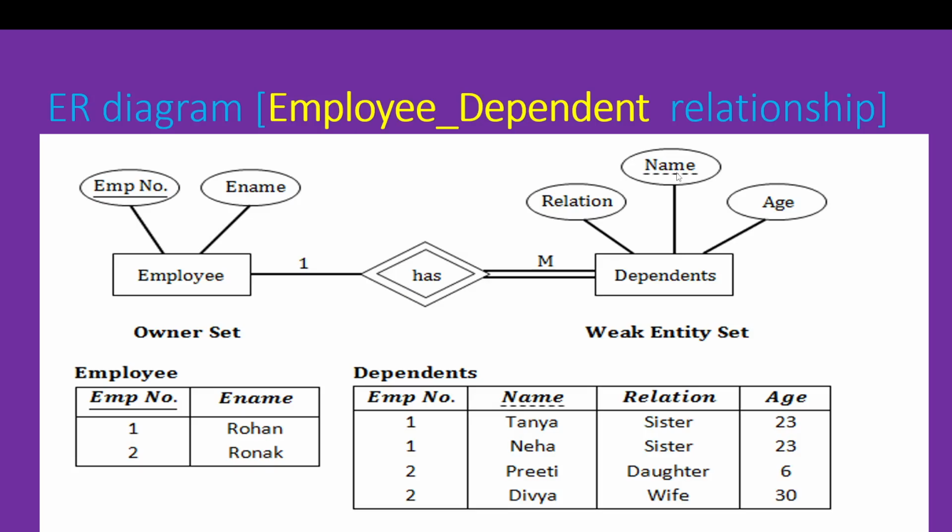But in the weak entity, the partial key is marked with a dotted line. So from here you can identify this should be a partial key. And why is this double line here? You can see the double line is there because dependent fully participates in this relationship. Okay, so that is the thing.